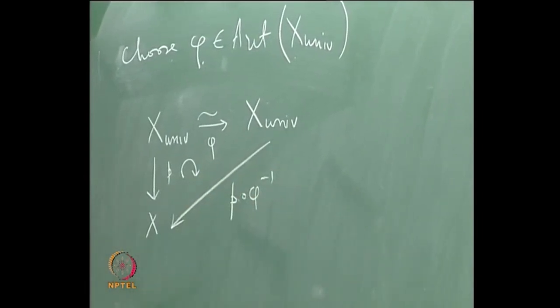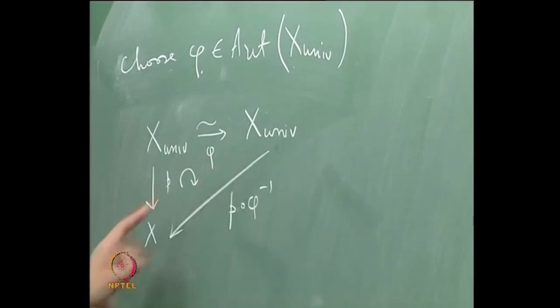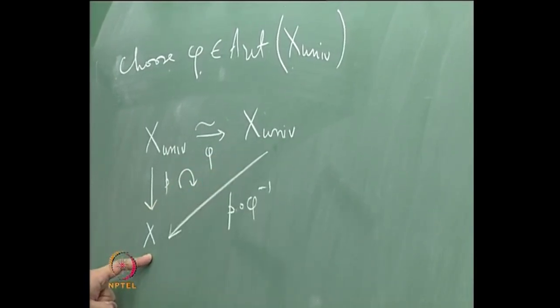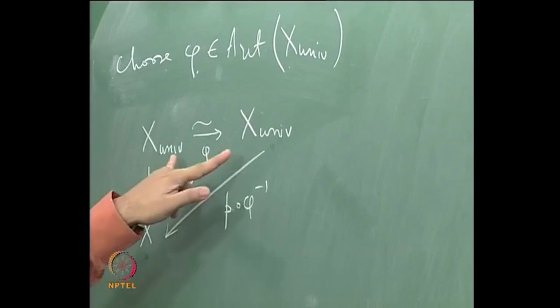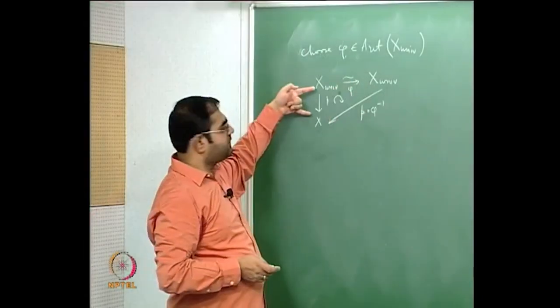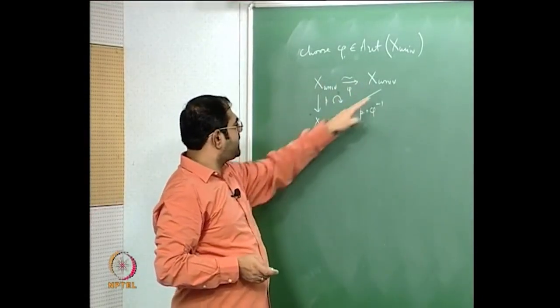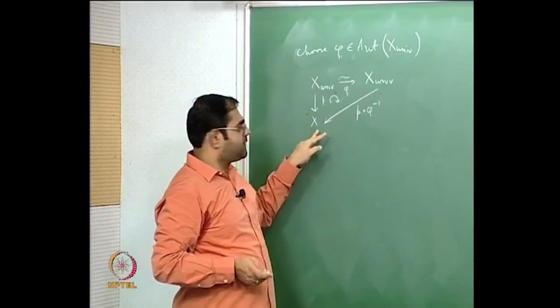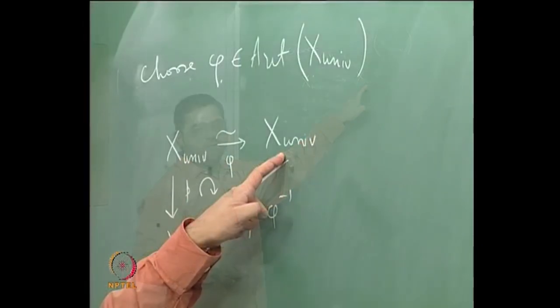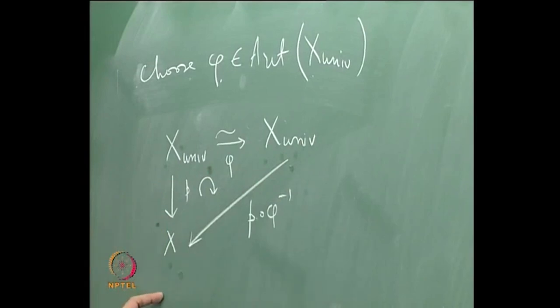Now this will also be a covering map, this will also be a universal covering. After all, this is an isomorphism and this is a covering. An isomorphism followed by a covering is also a covering, and this is again simply connected, so it is also the universal covering. So this is another avatar of the universal covering.